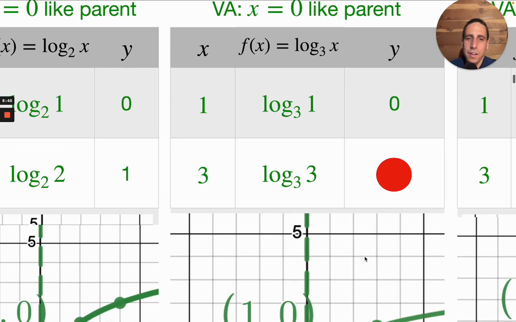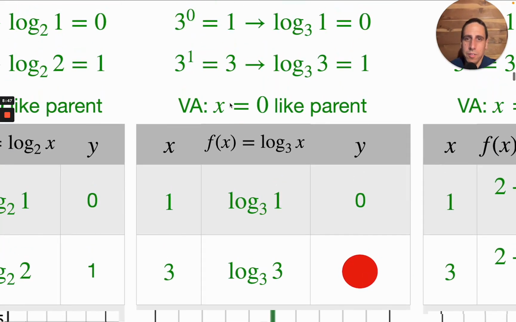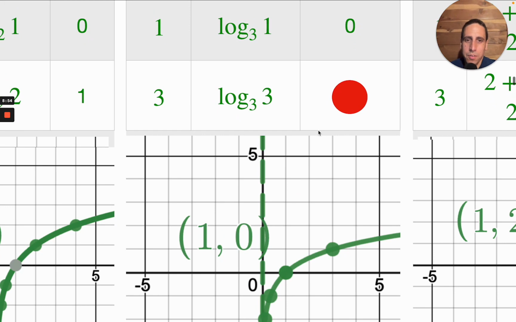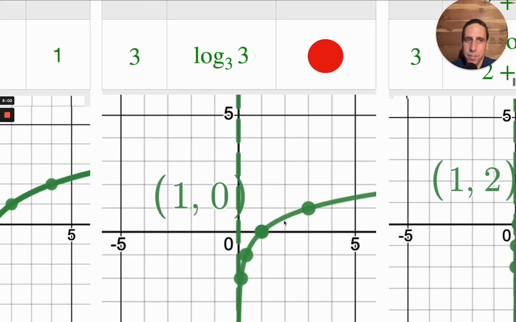Anyway, you can graph the vertical asymptote. It's along the y-axis at x equals 0, just like the others. And then you can graph these 2 points, 1, 0, which is right here, and then 3, whatever this is, right over here. Boom. Click graph a function, and it'll graph all the rest of it.